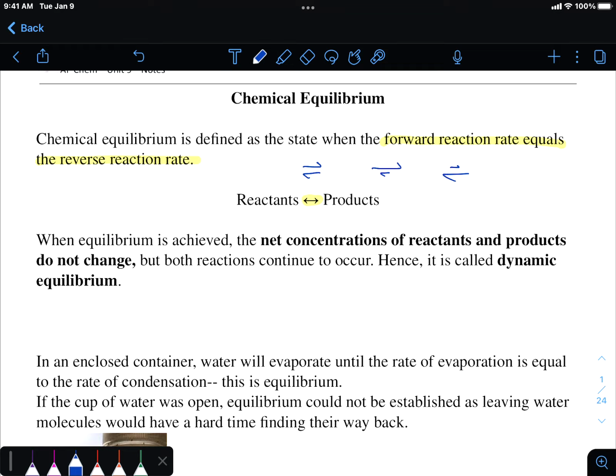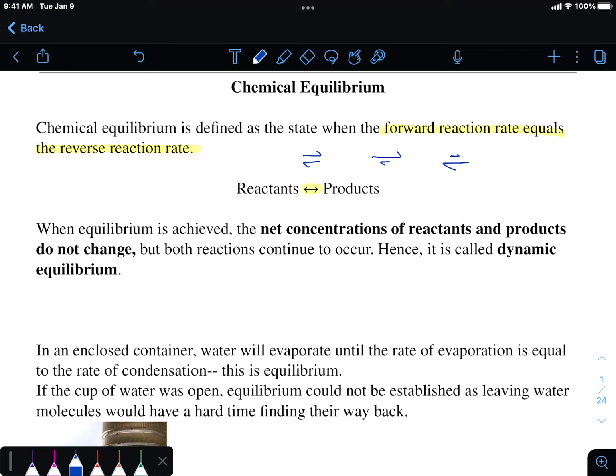Right? So when equilibrium is achieved, what you need to understand is that the net concentration of the reactants and products do not change anymore. But the reaction still happens. If the reaction still happens, but the net concentrations are no longer changing, that's where this term comes from. It's called dynamic equilibrium. It's like an equals ratio, even though changes are still happening.